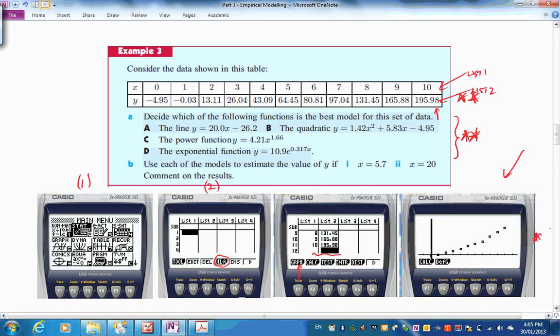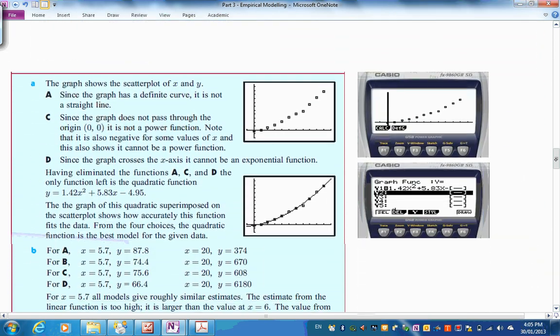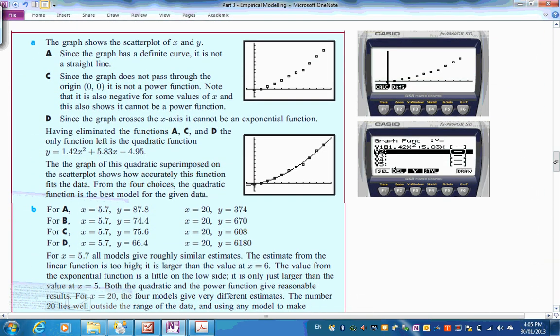So let's go down, and the book has actually given us the solutions here. So let's look at it. There's our graph. I just wanted to show you how we would do it on the Casio. There's the one we just produced on the Casio. The graph shows a scatter plot of x and y, so we're coming over here. Let's look at the solution.